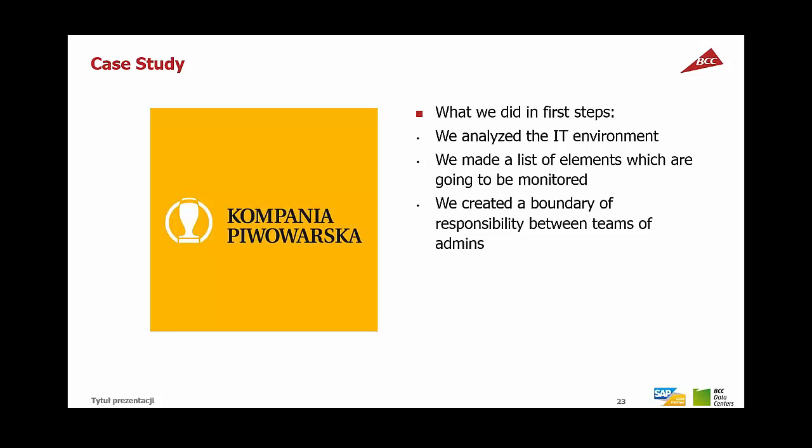Next, we created a boundary of responsibility between teams of admins. Why is it important? Because on these boundaries we configure proactive monitoring. The application will send, for example, info that a switch is down to the people who are responsible for this switch, not to the people who are responsible for storage or for the links to the internet, only to the people responsible for the switch. Why? Because they will work on it as fast as they can.